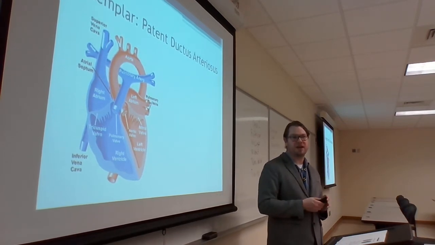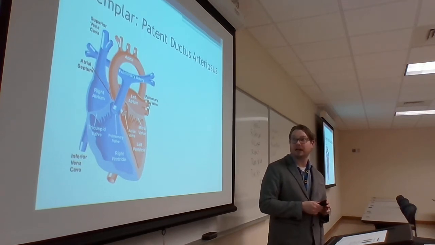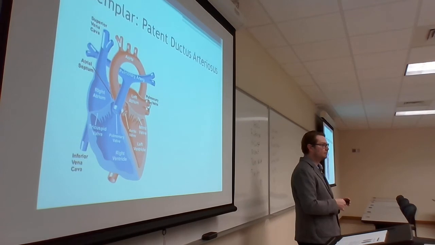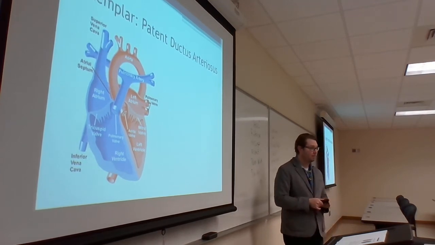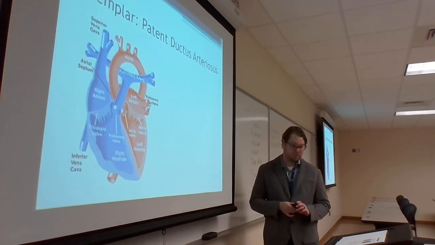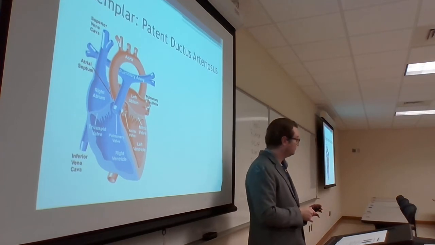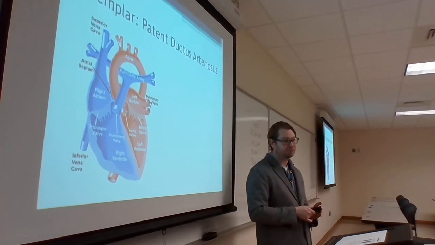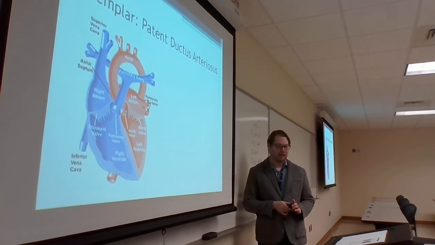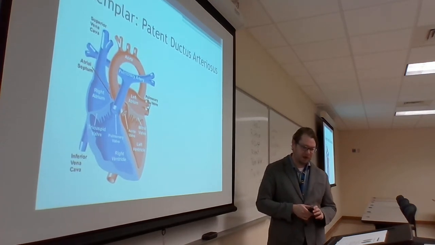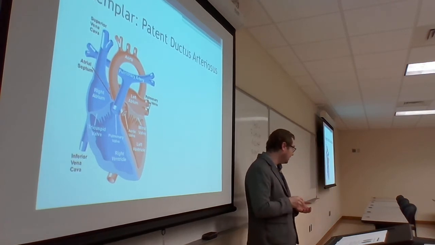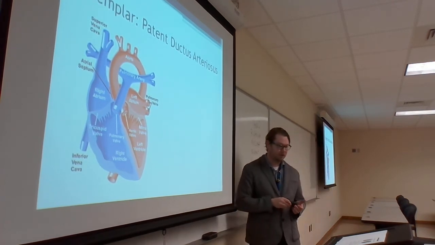What populations do you think might this be common in? What kind of kids might have an open PDA? So preemies, yeah. Preterm infants, especially if they're in respiratory distress, right? They're having trouble breathing. They'll probably stay open. A PDA will occur in approximately 5 to 10% of kids with heart defects.